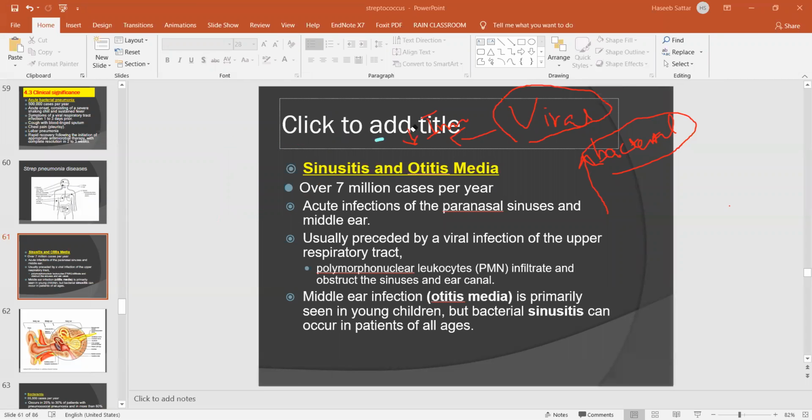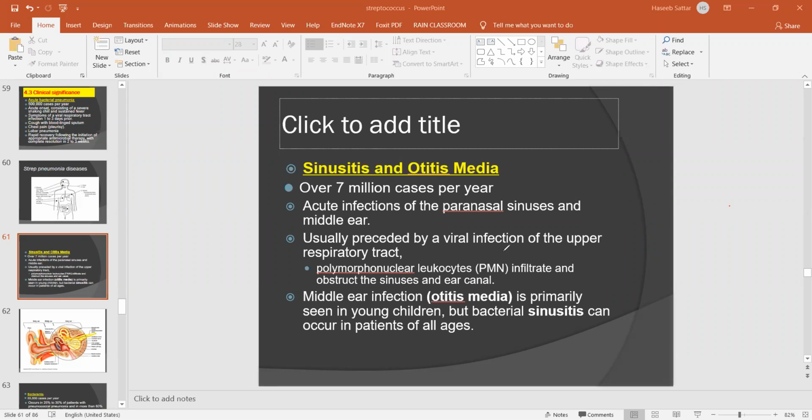Once you develop a viral infection, maybe within 1 or 2 days the virus will be cleared from your body, but bacterial infections may persist. So whenever there is a viral infection, there is a greater risk of bacterial infection. That is why when we treat our patients for viral diseases, we always use prophylactic antibiotics, because with a viral infection there is a greater risk of bacterial infections.